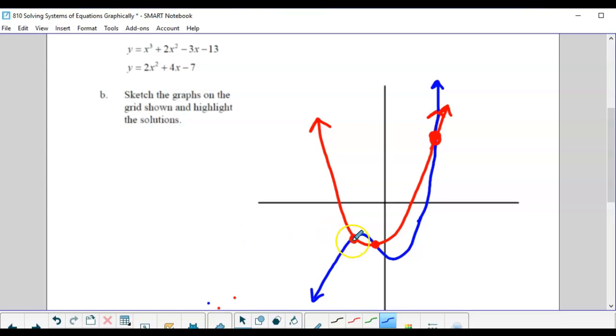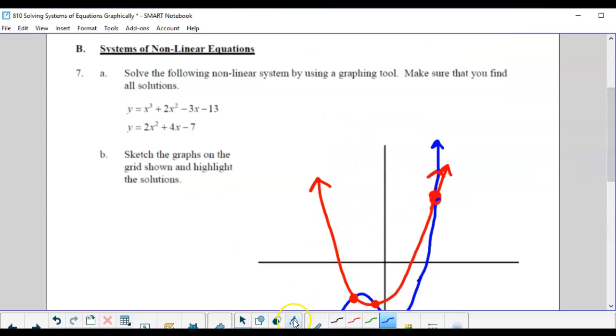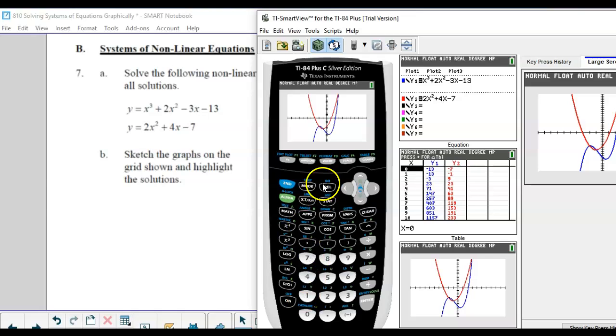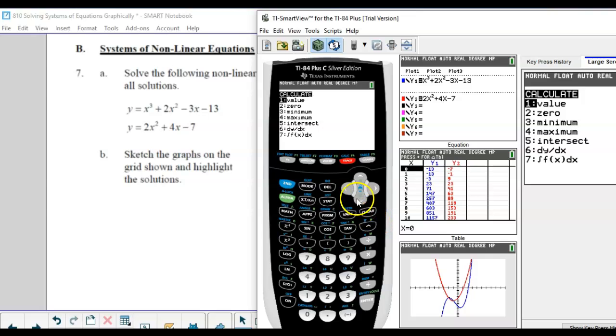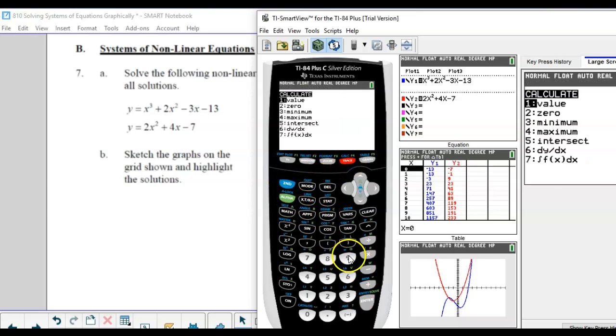Okay, so highlighting the solutions, and then it says check by substitution. So now we actually have to find them in our calculator. How do you do that? The most common key you're going to use a lot in your calculator is your trace key, or second trace, which is calculate. We're going to find the intersection points. So second trace, intersect, or you can just press 5.